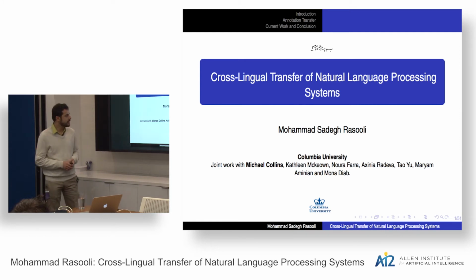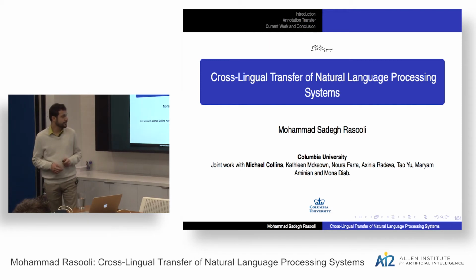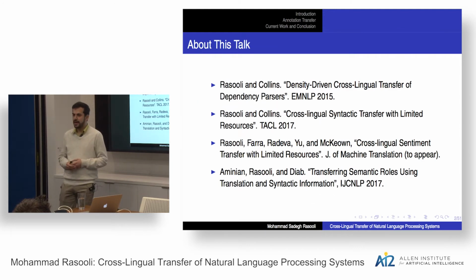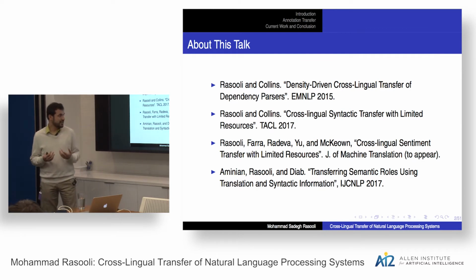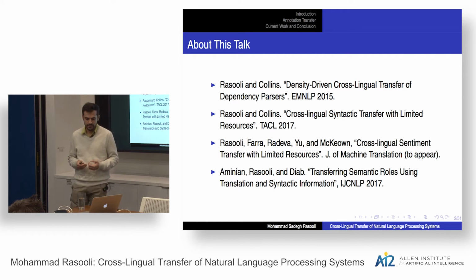This talk is primarily a brief explanation of what I did with my advisor, Michael Collins, but some parts of the talk are also joint work with my other colleagues at Columbia and George Washington University. Because I hide so many details in this talk, if you're interested in some parts, I really encourage you to read the papers. Actually, the third paper is not published yet because of some editorial stuff, but hopefully in a month you can see that in the Journal of Machine Translation.